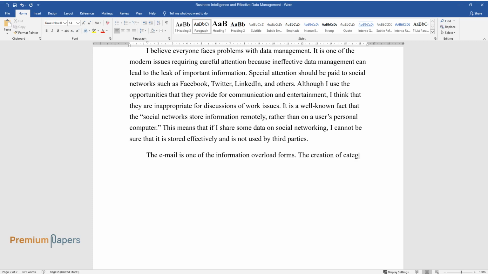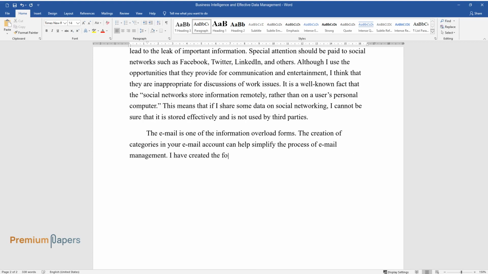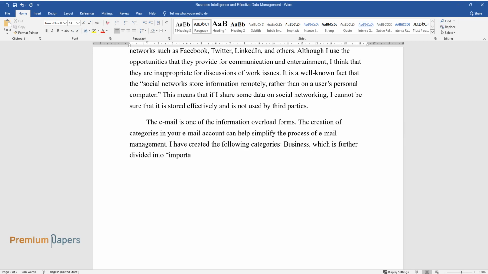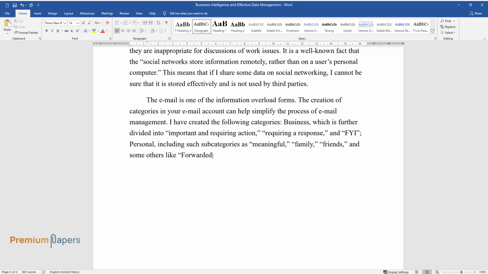The email is one of the information overload forms. The creation of categories in your email account can help simplify the process of email management. I have created the following categories: business, which is further divided into important and requiring action, requiring a response, and FYI, personal, including such subcategories as meaningful, family, friends, and some others like forwarded, advertising, and spam.